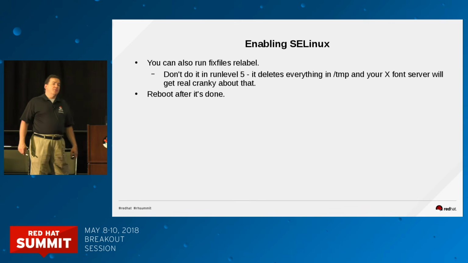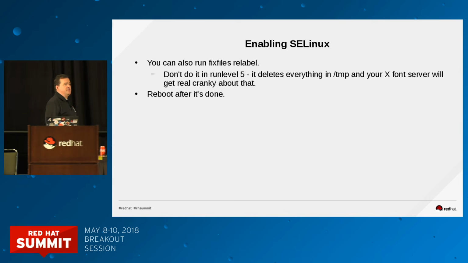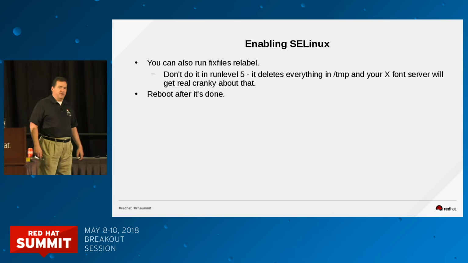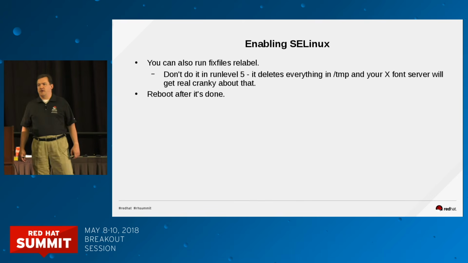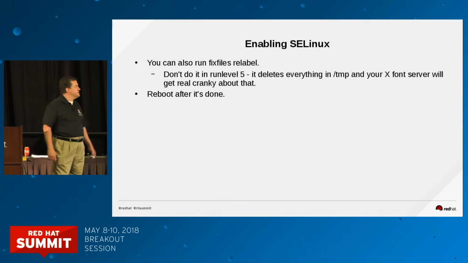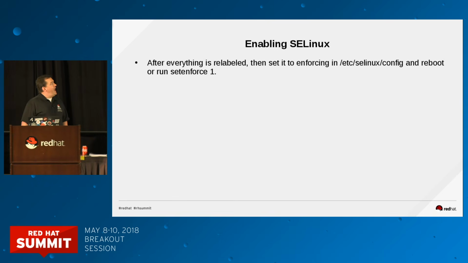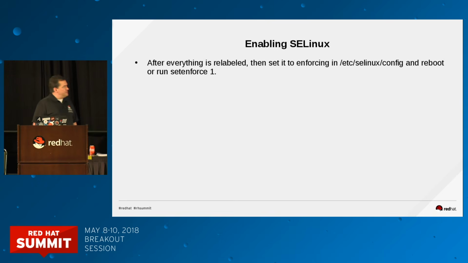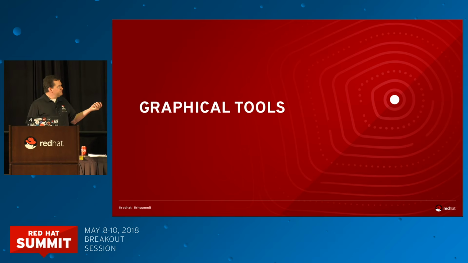everything. You can also run the command fixfiles relabel, but don't do that in run level 5 because it nukes everything in the temp directory, including your X font stuff. X Window tends to get really cranky when you kick the fonts directory out from underneath it. It's funny how that works. And then you reboot after it's done. So that's what that looks like. Fixfiles relabel. After everything's relabeled, then you can set it to enforcing or just type setenforce 1.